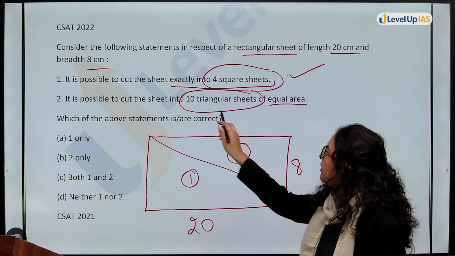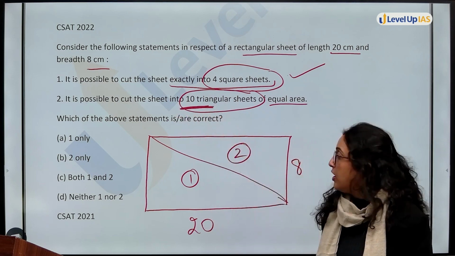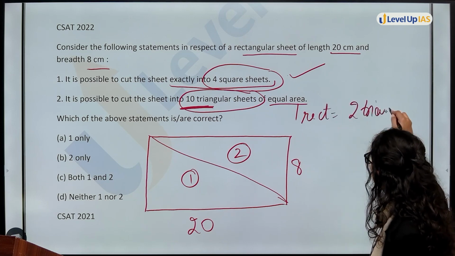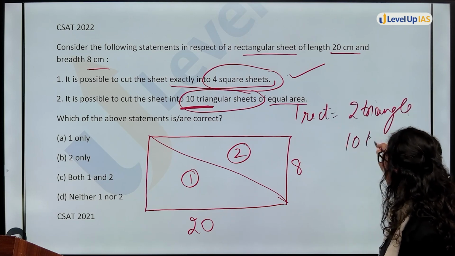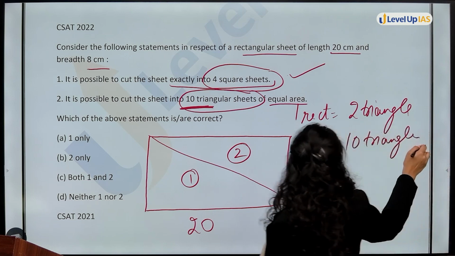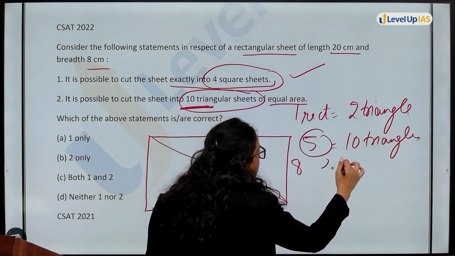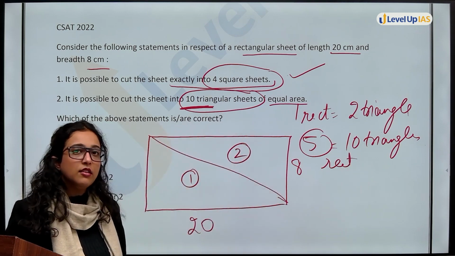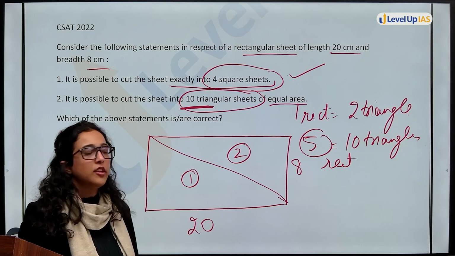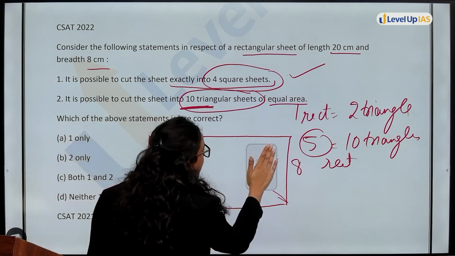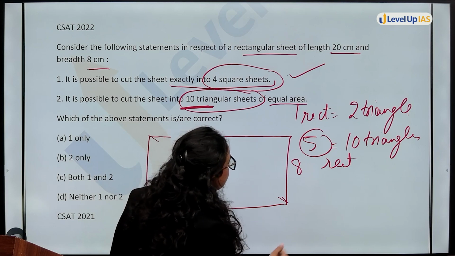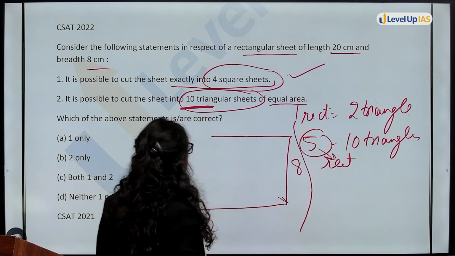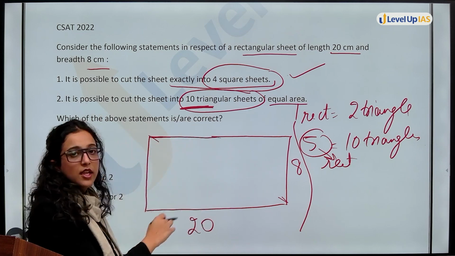But how many triangles do I want? I want 10 triangles. From one rectangle, you can get 2 triangles. But I want 10 triangles. So can I say I want 5 rectangles? If I have 5 rectangles, then I can easily get 10 triangles. Whichever rectangle it is, join it diagonally. So I want 5 rectangles, right? This is 20 and this is 8.